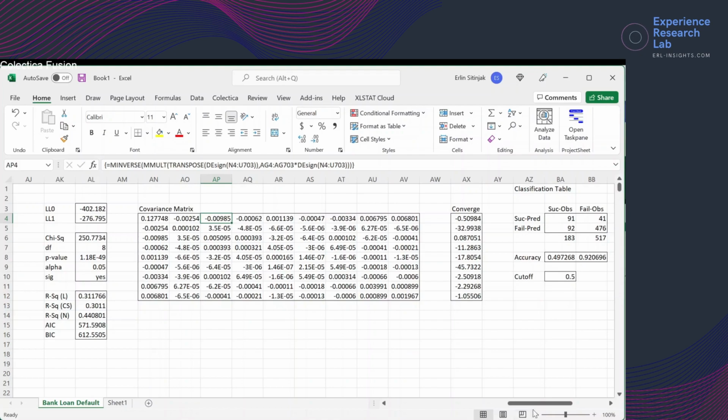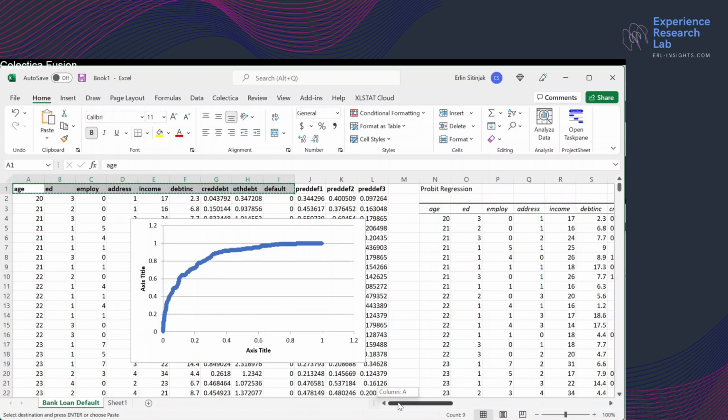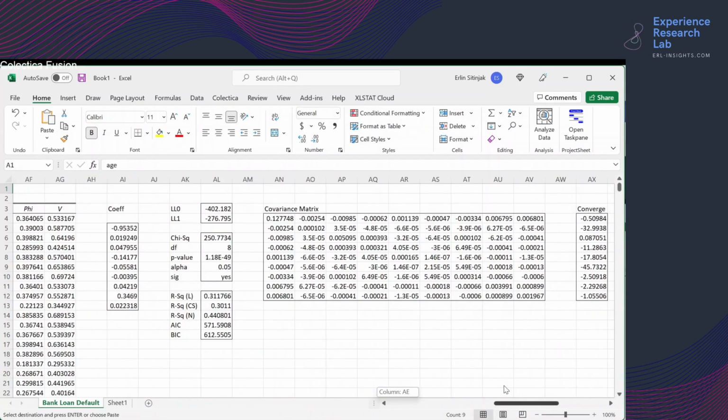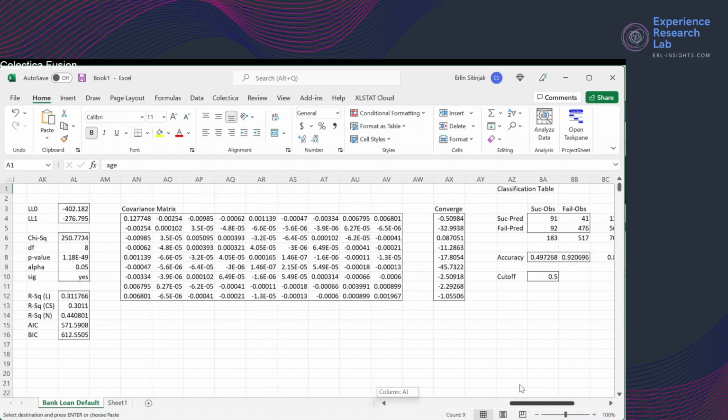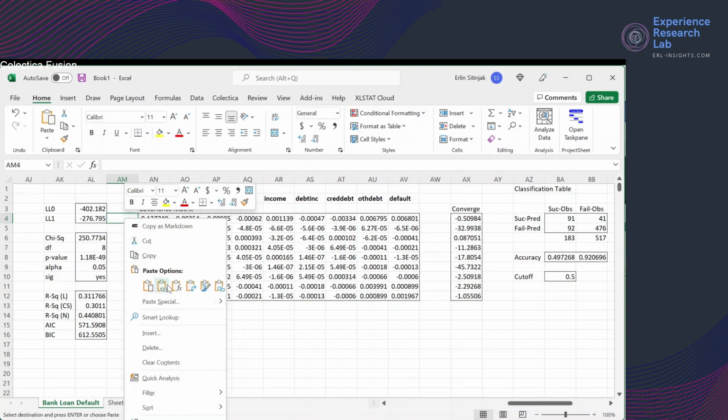Before I continue, let me quickly copy the headings from the dataset and paste them to the rows here, and columns here.